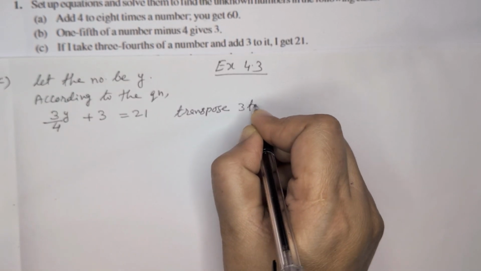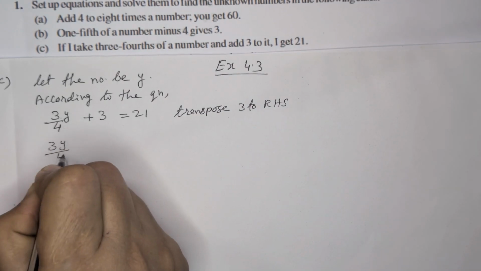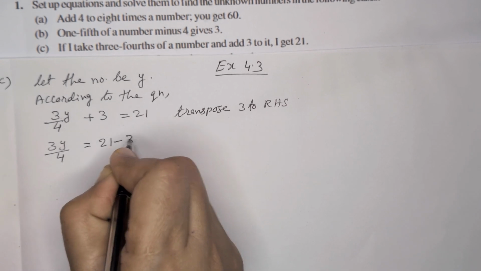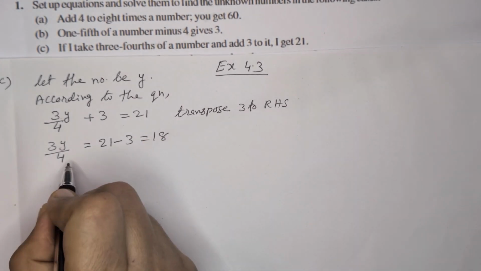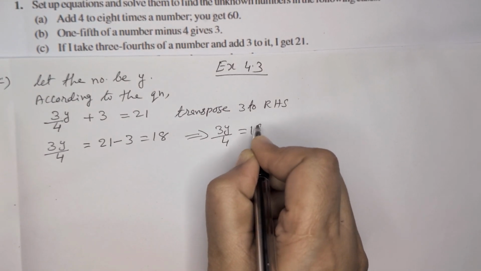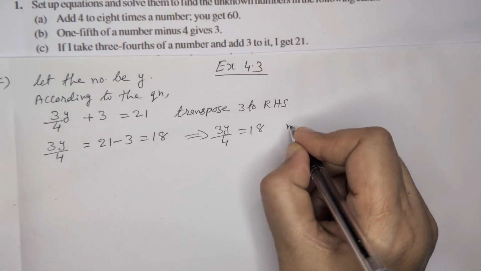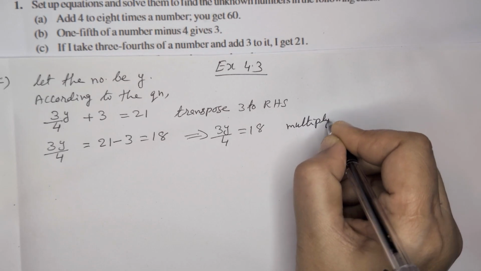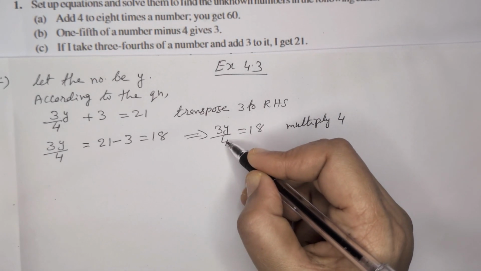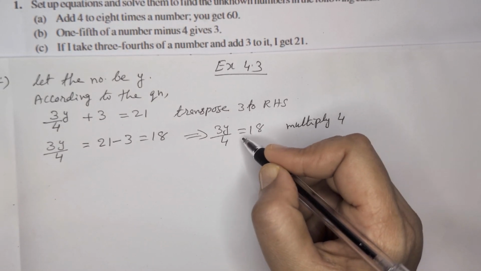Transpose 3 to RHS. So when we are moving this side, 3y by 4 is equal to 21 plus 3, it will become minus 3. It's equal to 18. Now we are getting 3y by 4 is equal to 18. To remove this 4, we have to multiply by 4 on both sides. And after that, we have to divide by 3. So we can do that together, multiply by the reciprocal of 3 by 4. That way also we can do.